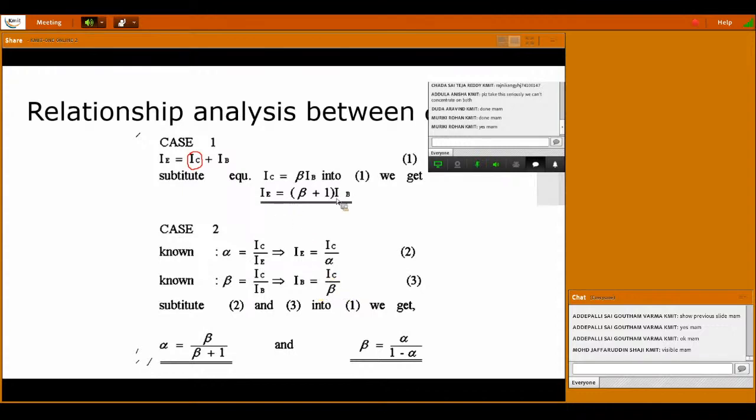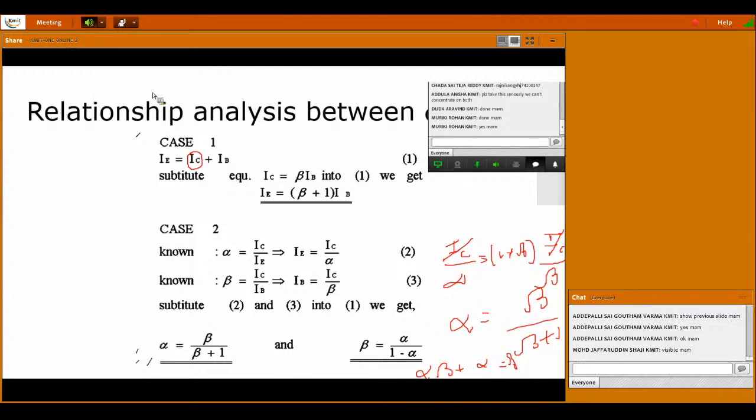So in the above equation we have IE and IB. So in the first equation, replace IE with IC by alpha is equal to 1 plus beta times IB, and replace your IB with IC by beta. So then we can obtain the relation: IC is cancelled. So alpha is equal to beta divided by beta plus 1.